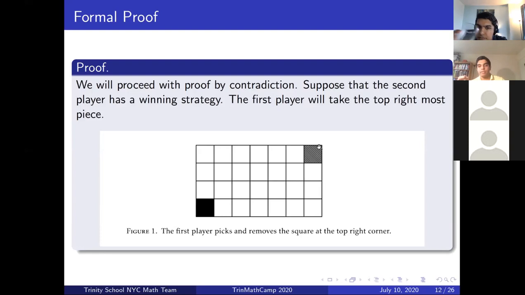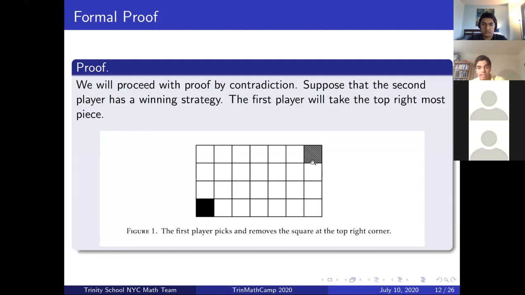Okay, maybe I should explain this first. When we say suppose that the second player has a winning strategy, we always say that either the first player will have a winning strategy or the second player will have a winning strategy, because both of them can't win. We have to have a winner and we have to have a loser in this game. So only one of them will have a winning strategy. We'll suppose that the second player has a winning strategy, and we'll show later that it's actually the first player.